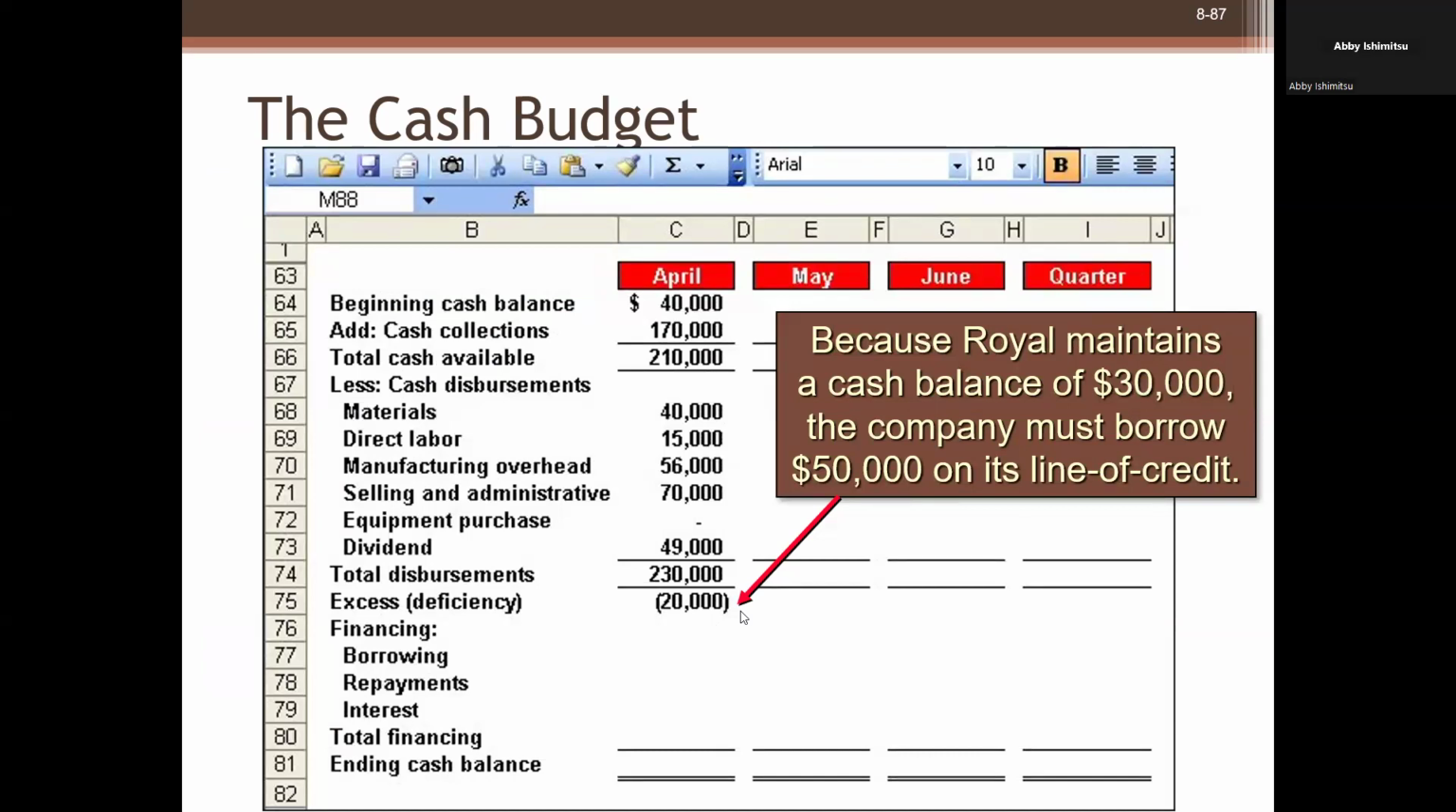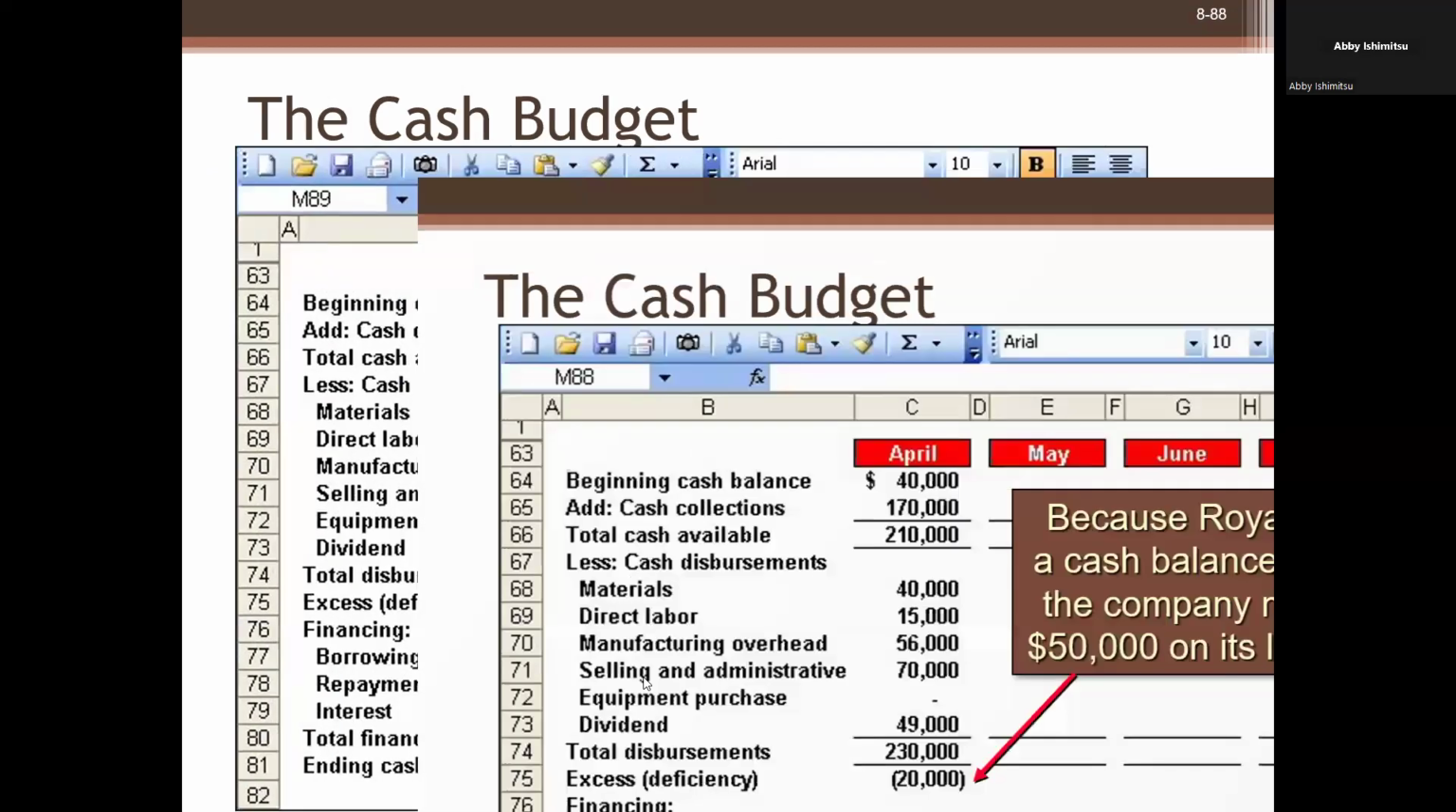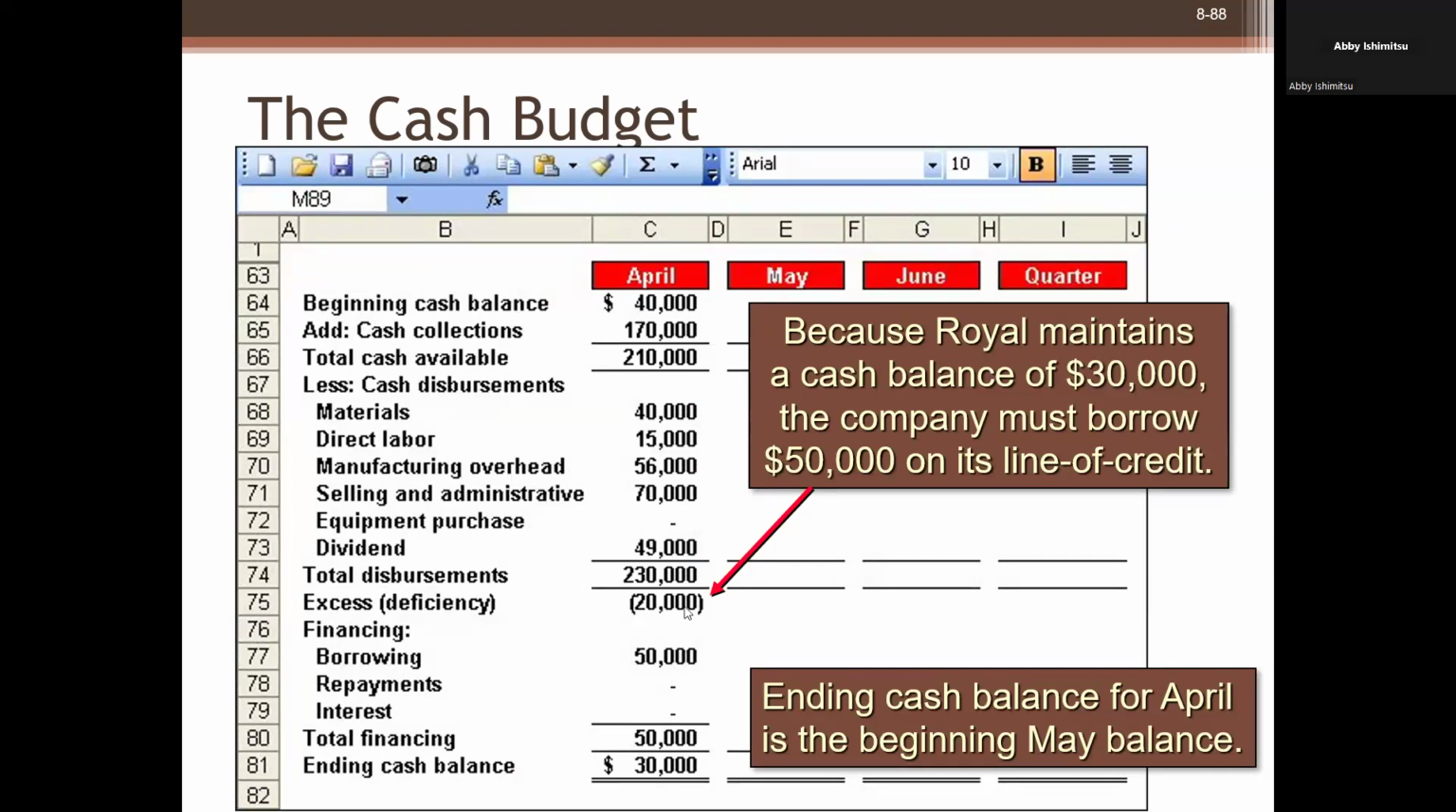So in order to meet our minimum goal of $30,000, we have to go out and borrow $50,000, $20,000 to make up the shortfall, and then another 30. So we're going to borrow $50,000, and we're not paying anything back because we're obviously borrowing, not paying back, and we're not paying interest yet. So here we go, ending with 30,000. Now that 30,000 ending cash balance is going to roll up into May as our beginning balance.